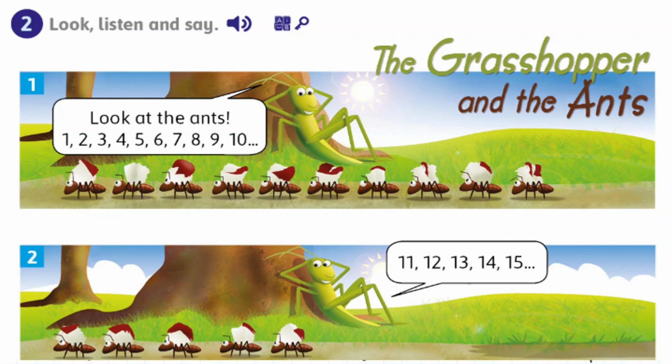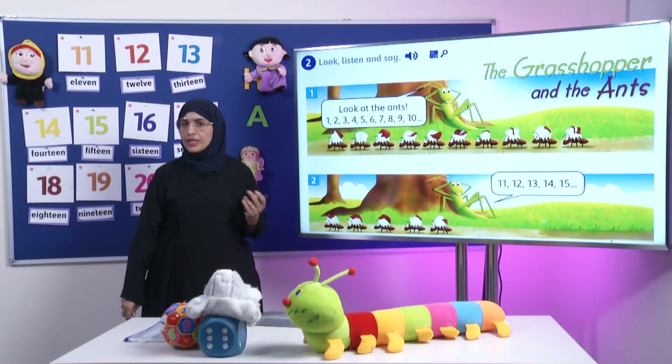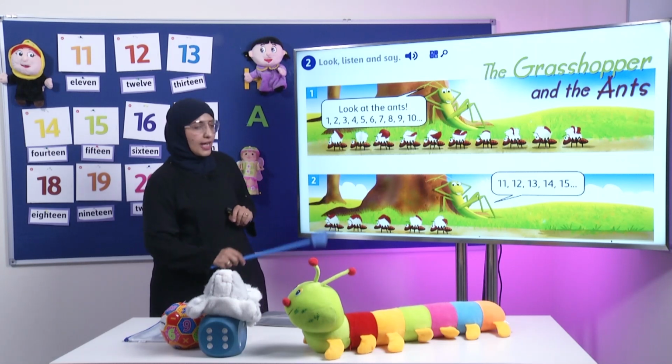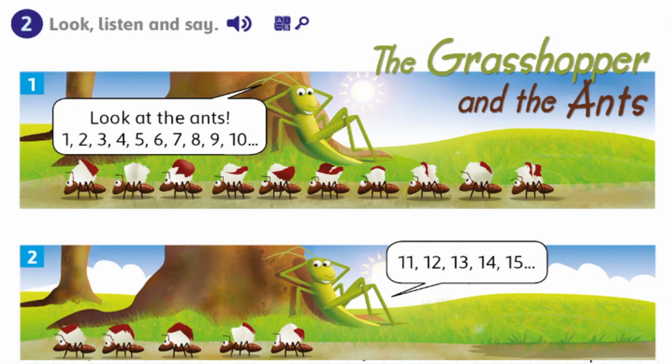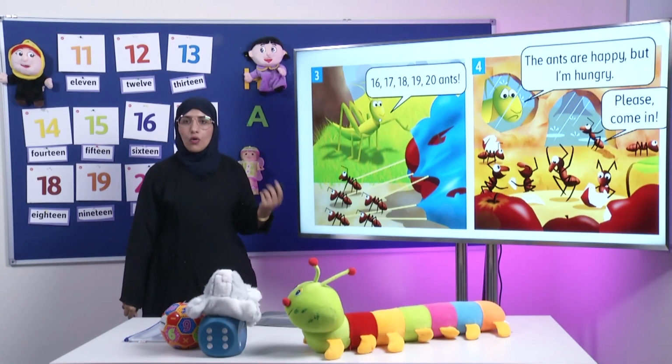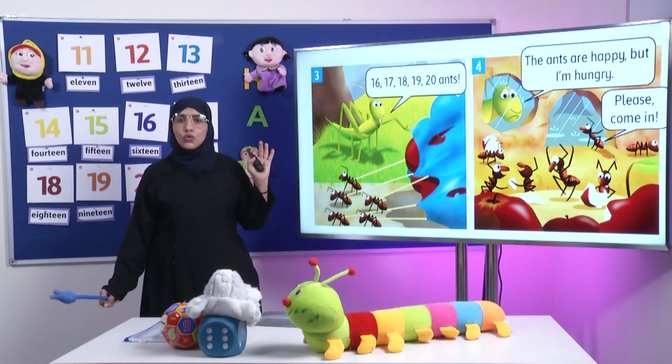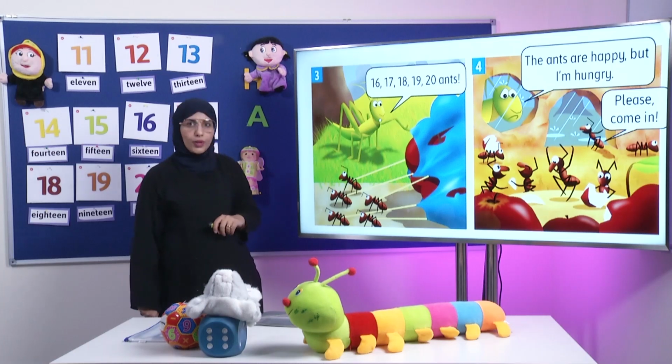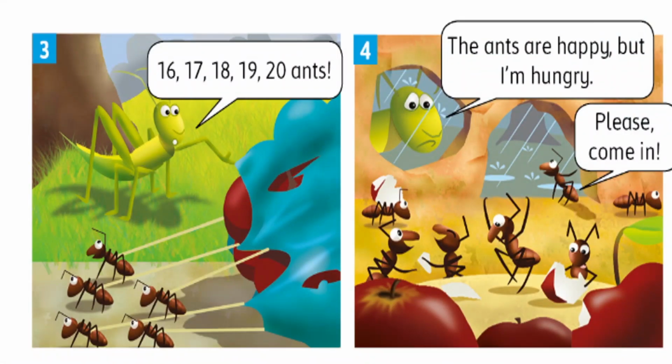Let's go to picture 2. 11, 12, 13, 14, 15. How many ants now are there? Oh, yes, there are 15 ants. Okay, let's move. Now picture 3. 16, 17, 18, 19, 20 ants. Now how many ants are there? There are 20 ants. Okay, what are they doing? Ah, they are collecting food. For what? For winter. Did you see ants before collecting food for winter? It's really amazing. Okay, my dear student, let's go to picture 4.